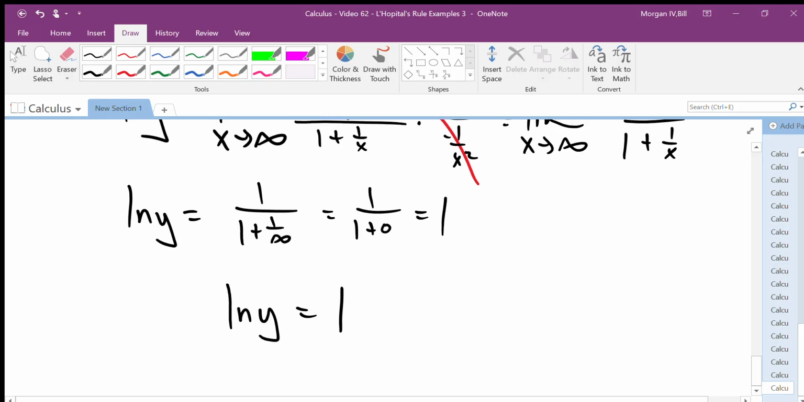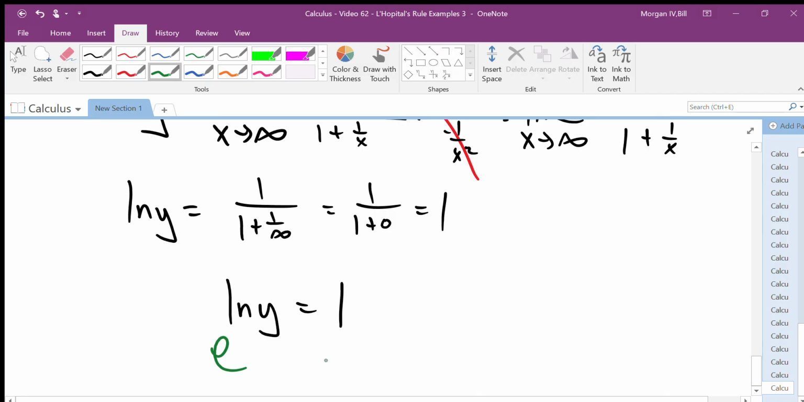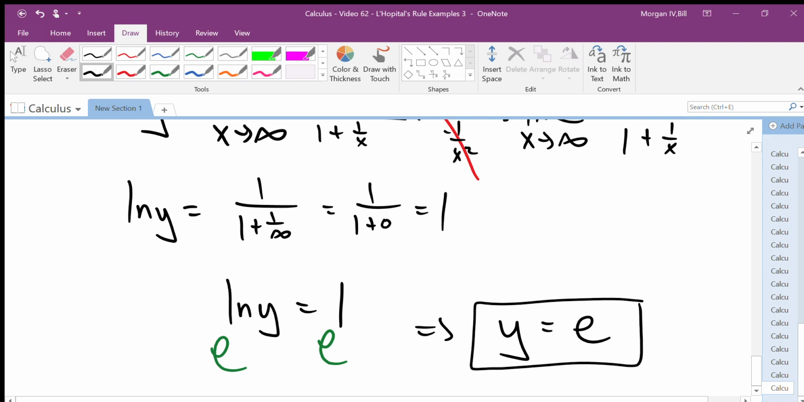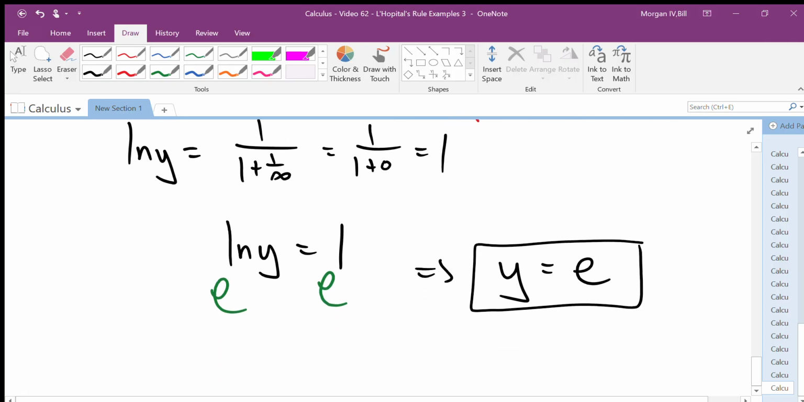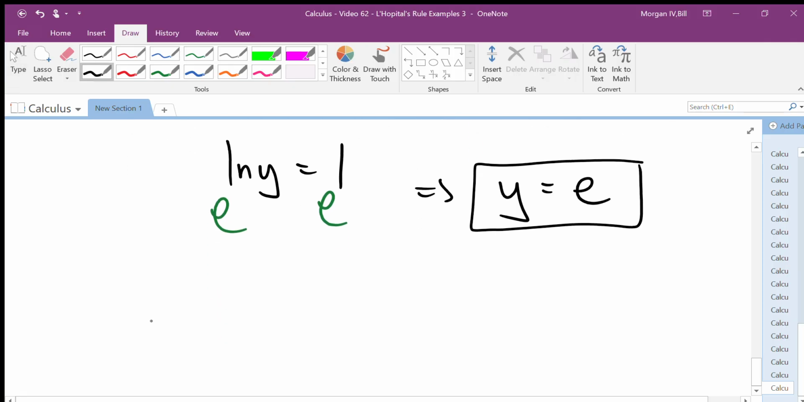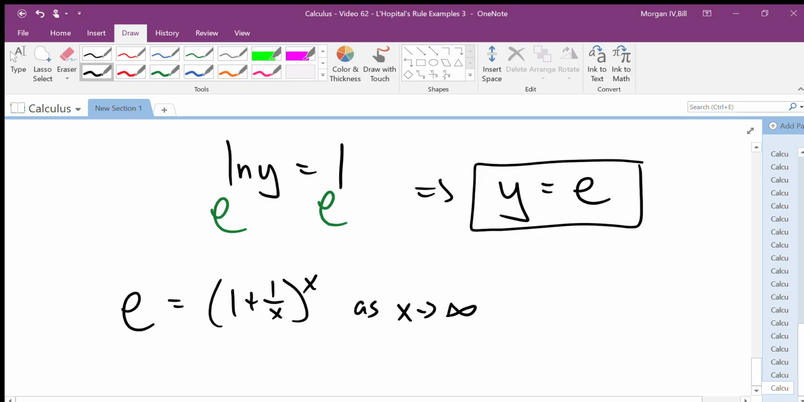So we're going to take e to the power of both sides. e to the natural log of y is just y, and e to the 1 is e. And we see that our answer here is e. In fact, you may have learned this back in algebra, that e is equal to (1 + 1/x)^x as x goes to infinity. And we have just shown that using L'Hopital's rule.